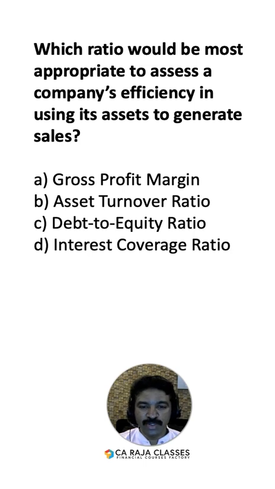In interest coverage ratio, you are trying to understand what is the amount of profit available to cover the interest. How many times interest is covered. So that is not the answer. So what is left over? Left over is asset turnover ratio.